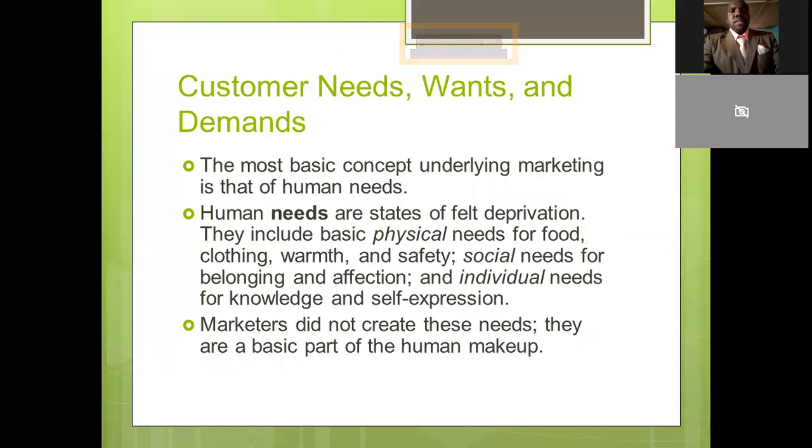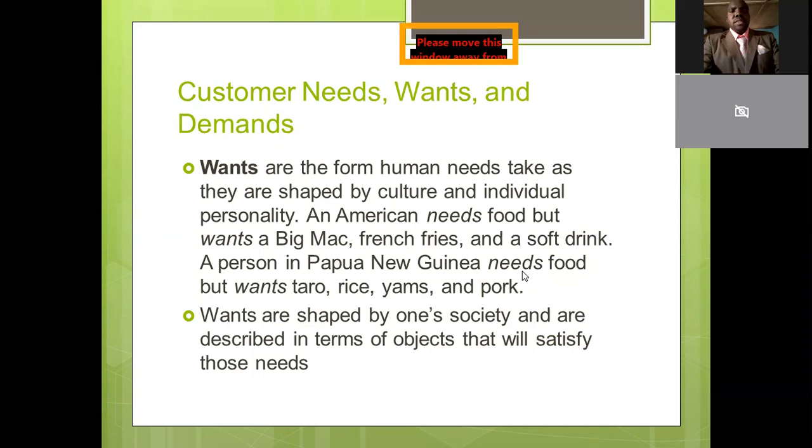Needs are different from what? Wants. Needs are what? States of felt deprivation. Good? Physical needs, social needs, and individual needs. Wants are shaped by culture and the individual. In America, you might want a Big Mac. In Jamaica, you might want KFC. Right. Wants are shaped by one's society and are described in terms of objects that will satisfy those needs.